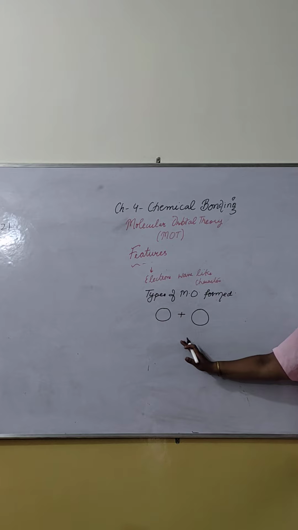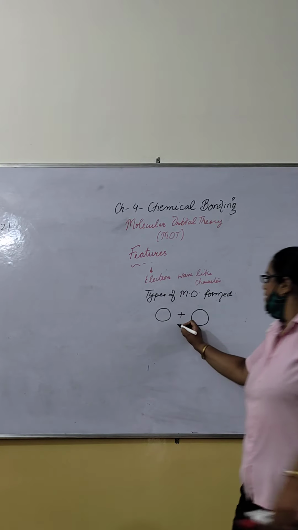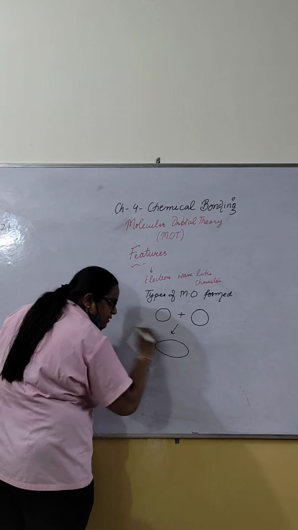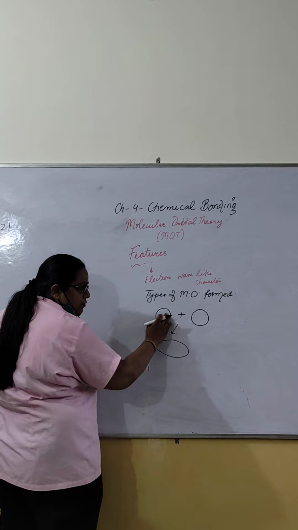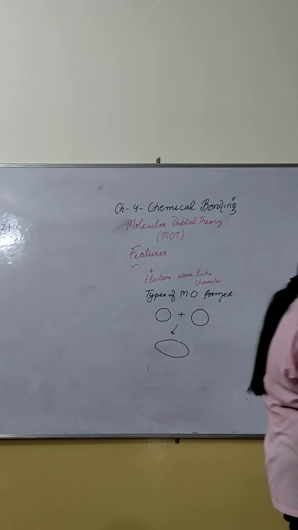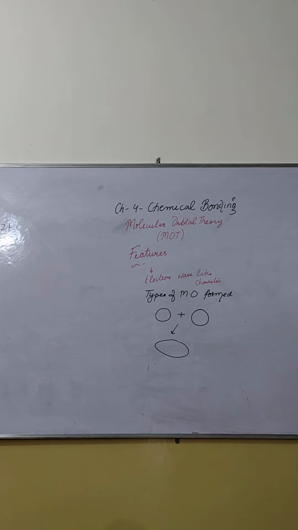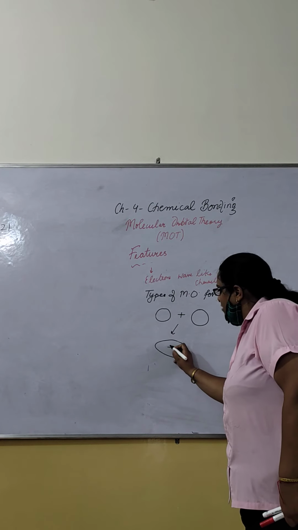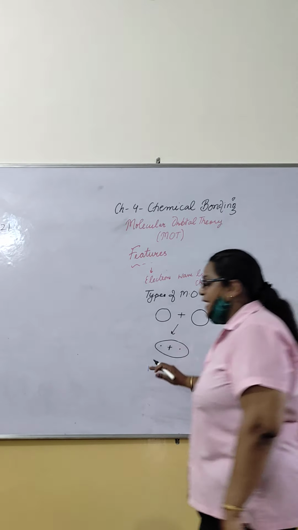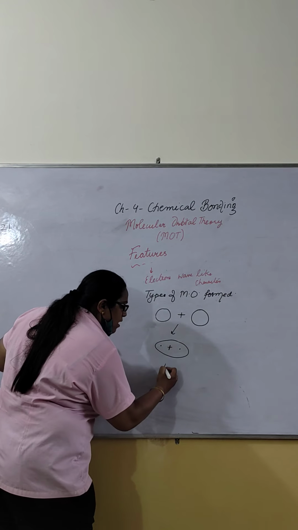What will be the name of the orbital formed, bonding or anti-bonding? Bonding. So they both become bigger in size. 1 plus 1, 2. When they become bigger, will they have a regular or an irregular shape? Like this, we will make it like this. Here the electron density is more. And the name of this orbital is sigma.